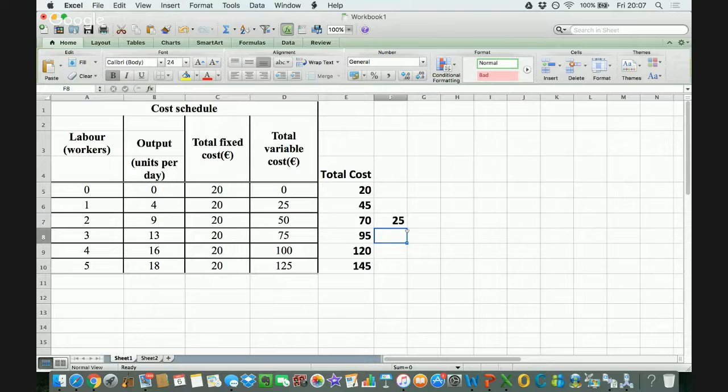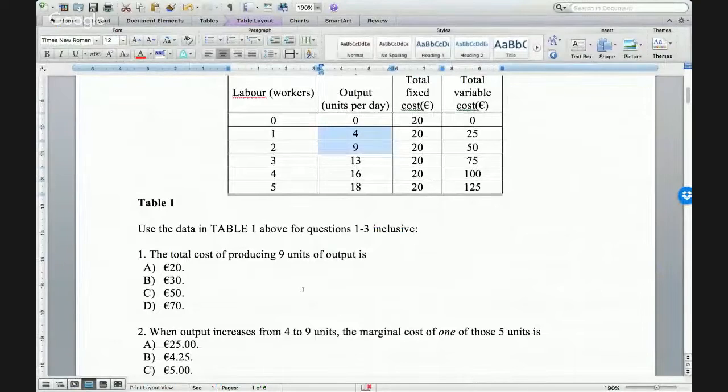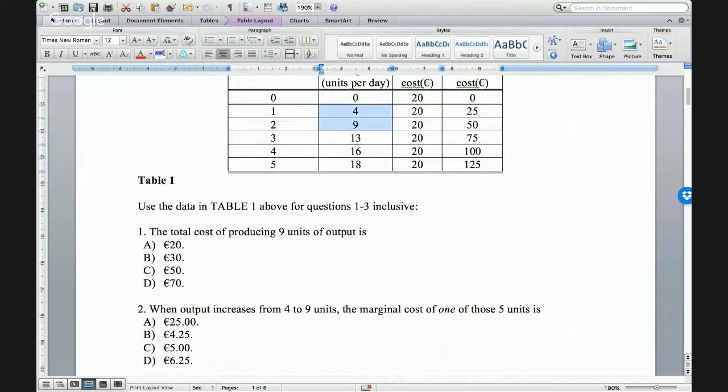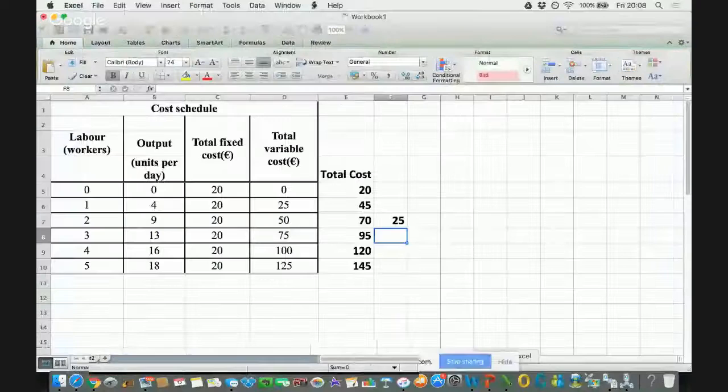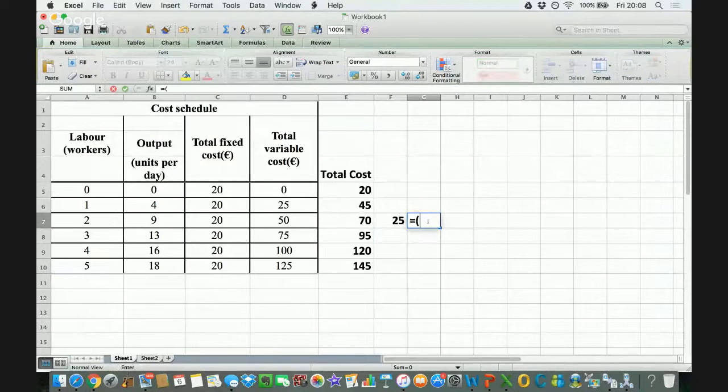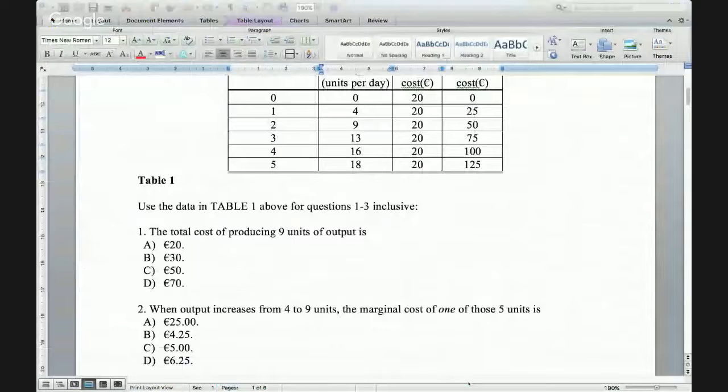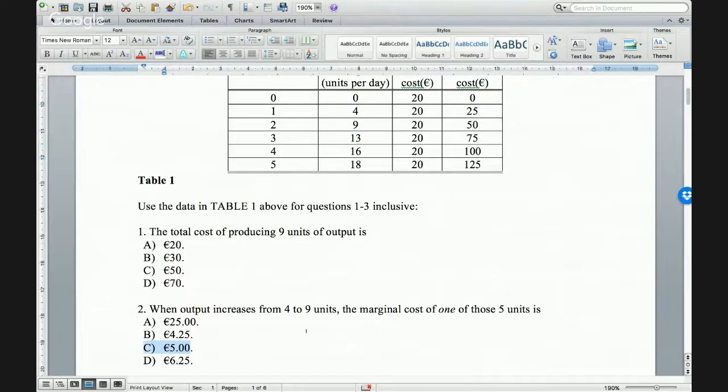Now, you're asked in the question to identify the marginal cost for one of those 5 units. So remember, 25 euro was for the 5 units. For one of those, we just divide that 25 by your 5. Again, 25 euro divided by your 5. And the 5, remember, that we got within that equation was the difference here. So it's 25 euro divided by your difference of 5 will get you the marginal cost for each of those units. So we're looking for 5 euro in our answer. And there we have it, answer C.